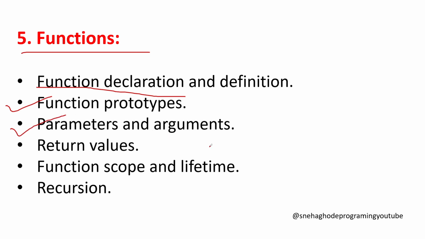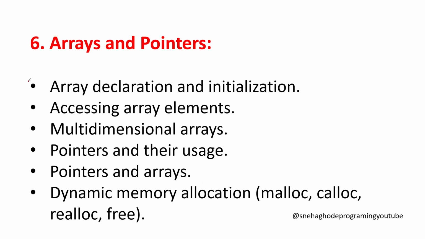There are two types of functions: default function and parameterized function. Inside the parameterized function there are three different types of parameterized functions, so we are going to see that. Then after that, return values: what the return types and return values are. Then function scope and lifetime, where we are going to see global variables and local variables, and the last is recursion. Okay, then after that, arrays and pointers.